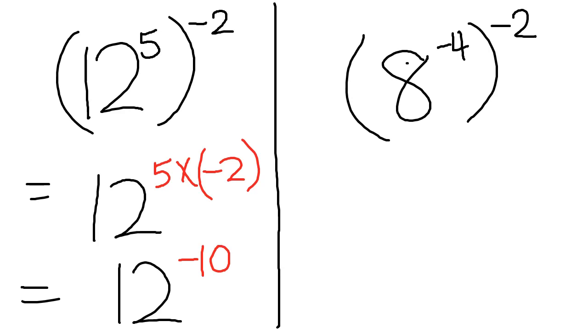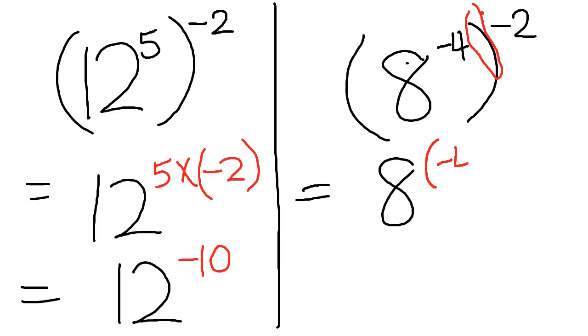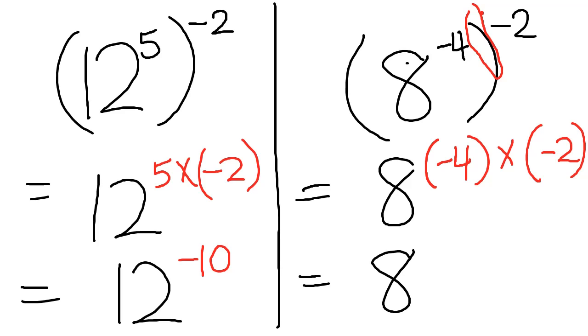How about this question? Well, our base will remain the same, 8, and our exponents will be multiplied because of this bracket in the middle. So it will be minus 4 multiplied by minus 2. So our final answer will be 8 exponent 8.